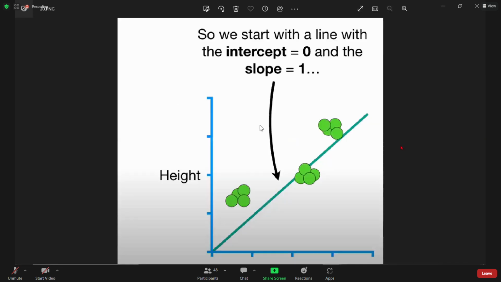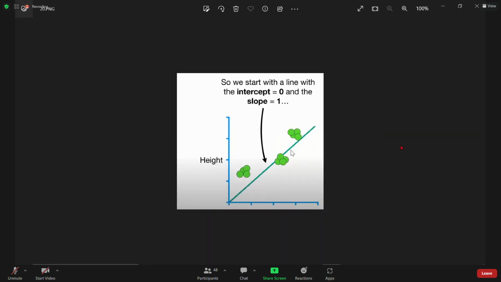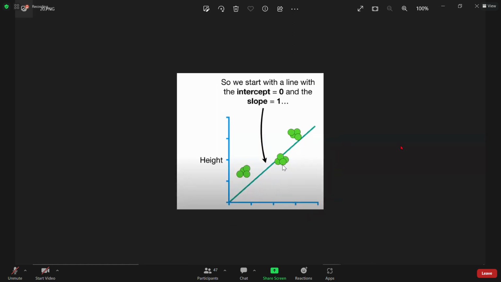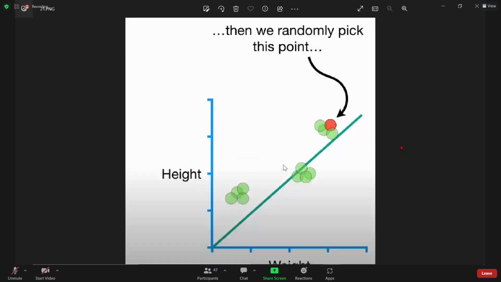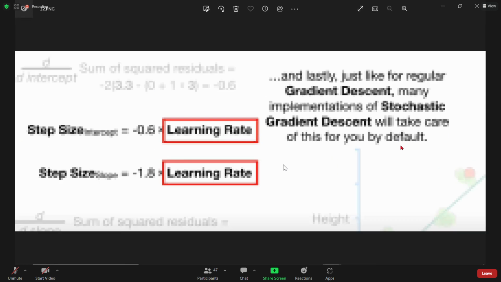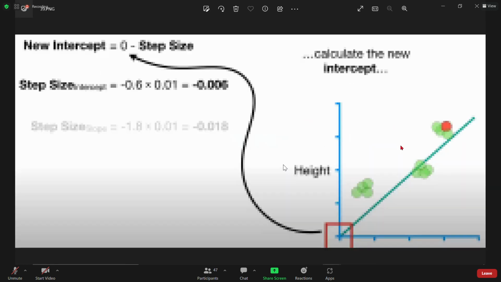So let's understand this one. Do you see the same thing I was talking about? We start with line intercept 0 and slope 1. Can we compute the formula the way I computed in gradient descent? So go to the next one. Now the next one. And finally, this is all math, guys.